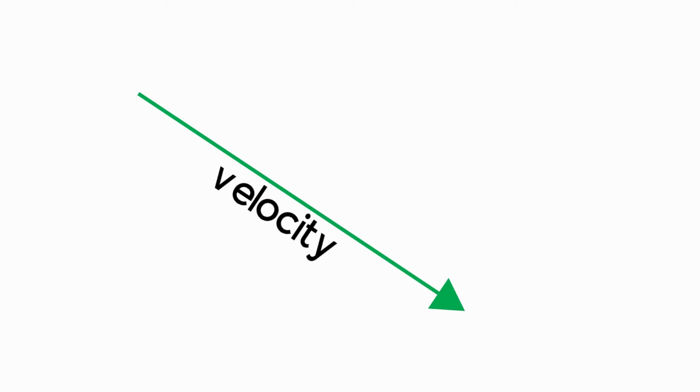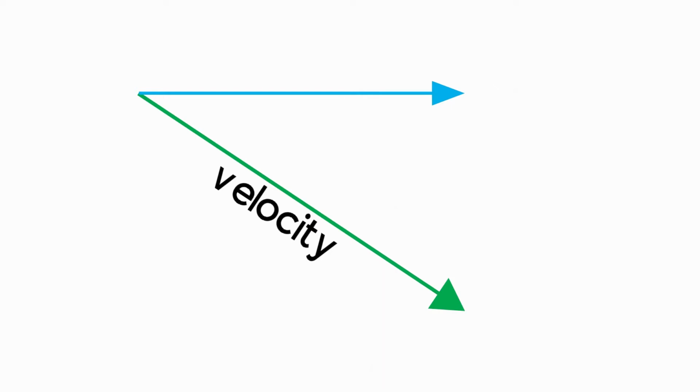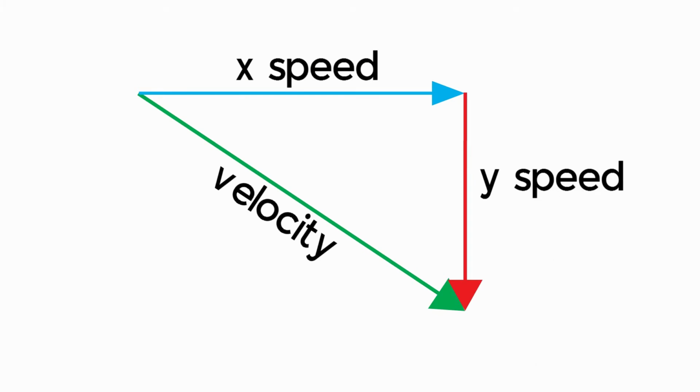Our position information, however, is stored as x and y coordinates. So we're going to need to break this velocity vector down into two component parts, one horizontal part and one vertical part. These will then give us our horizontal speed and vertical speed, and we can use these values to simply update our position information.